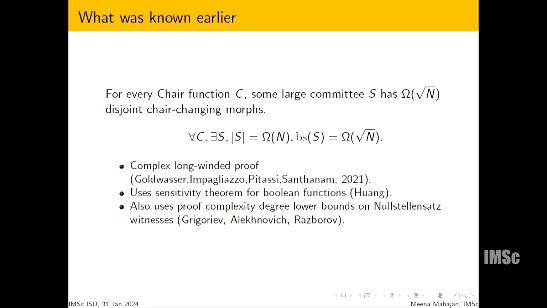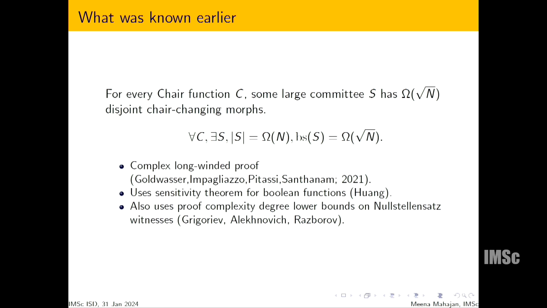For every chair function, there is at least one committee which is large and which is very sensitive. So with 1 million people, there is a committee which has maybe 500,000 people, and there are 1,000 ways in which you can change the chair, and these 1,000 ways are completely non-interfering.